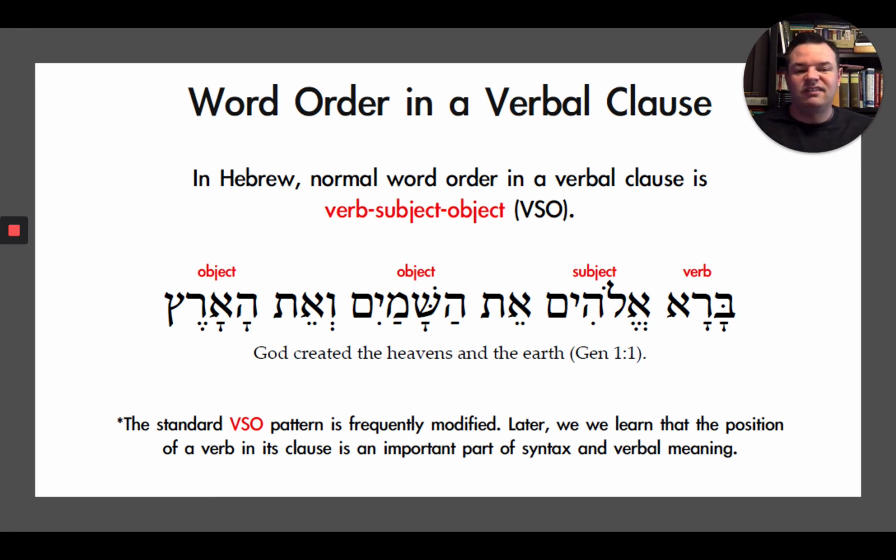God created the heavens and the earth. So you've got the verb first, then the subject, then the object or objects. If you see the textbook referring to VSO, it's talking verb, subject, object. In English, we usually do subject, verb, object. So we would say God created the heavens and the earth, not "created God the heavens and the earth."